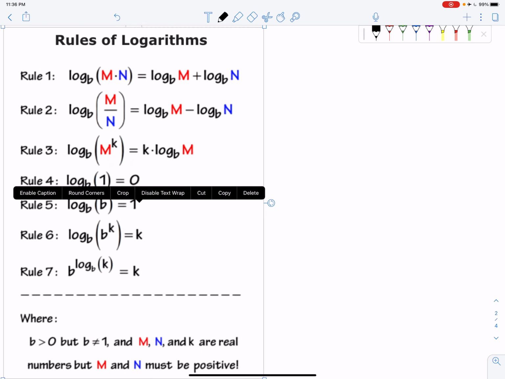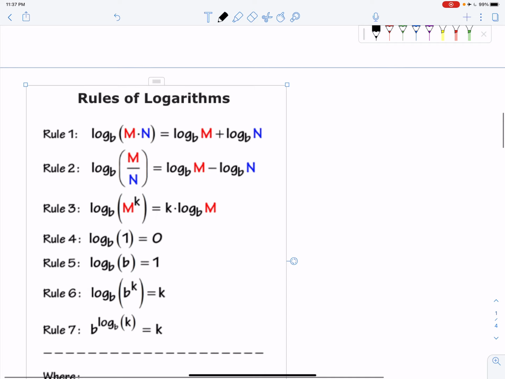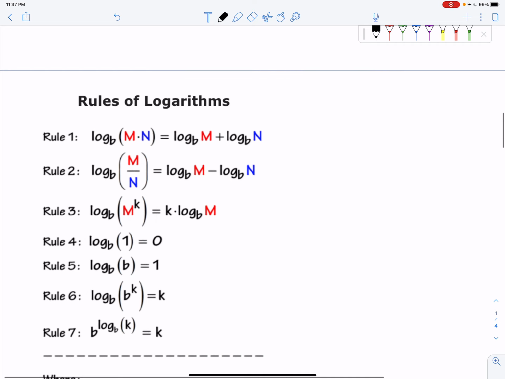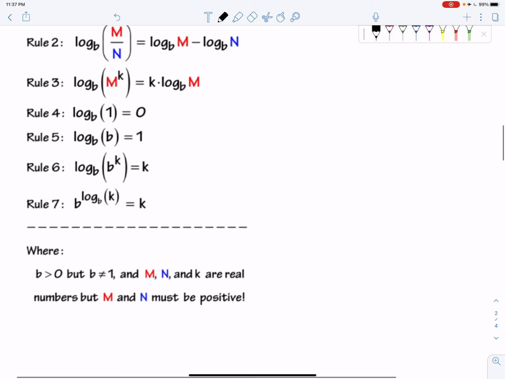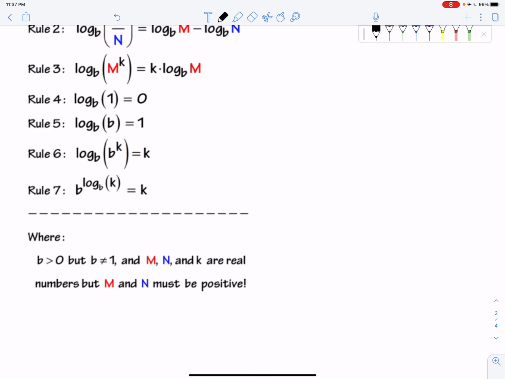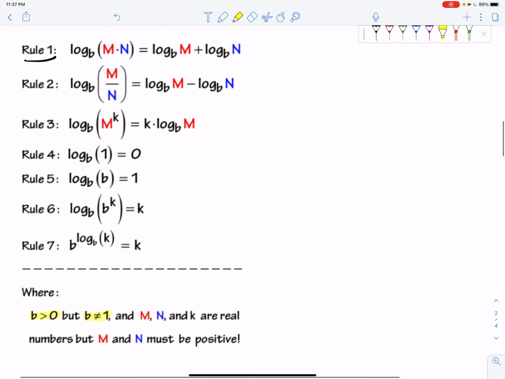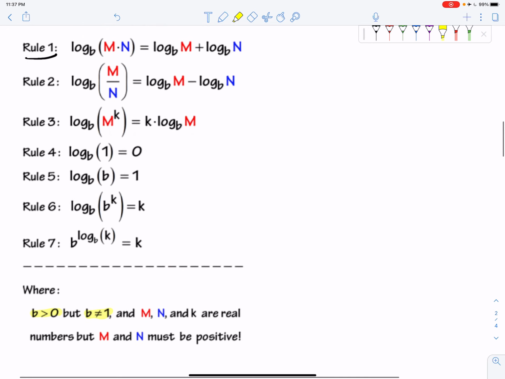Okay, our first rule right here, we're taking a look at that. And we're saying that when we have the log base b, so it could be any legal base. Let's go down here and see what's a legal base. Well, a legal base would be if your b is greater than 0 and also b cannot equal 1. And remember, the m and n are arguments.